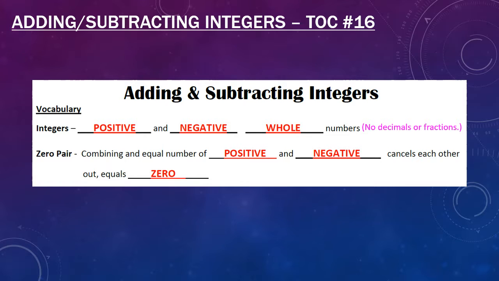This is kind of like digging a hole. So if you dig a hole that's 5 feet deep, and then you come back and you fill it back in with 5 feet of dirt, you're back where you started. So digging the hole is like -5, and filling it back up is a +5. So if you have -5 and a +5, if you put them together, you equal 0 because you're back where you started. So that's what a zero pair is.